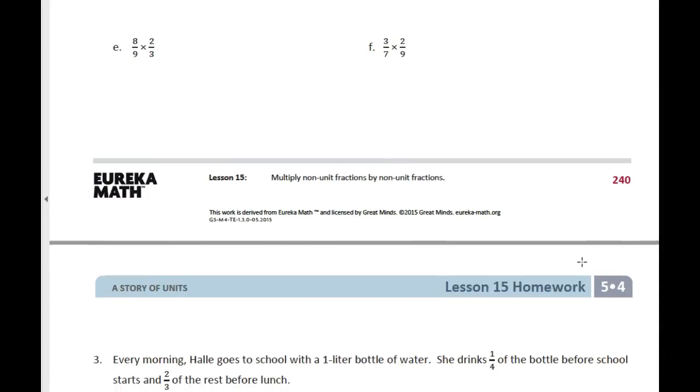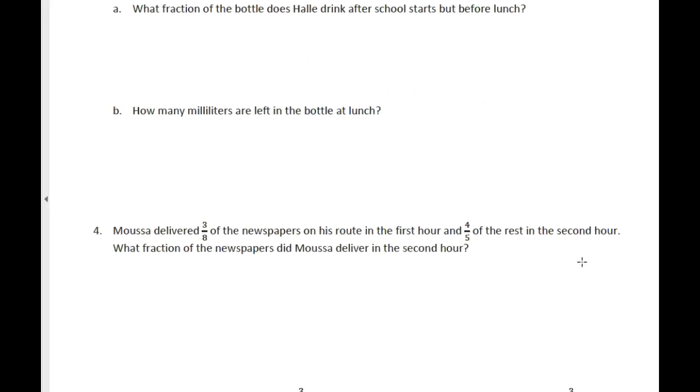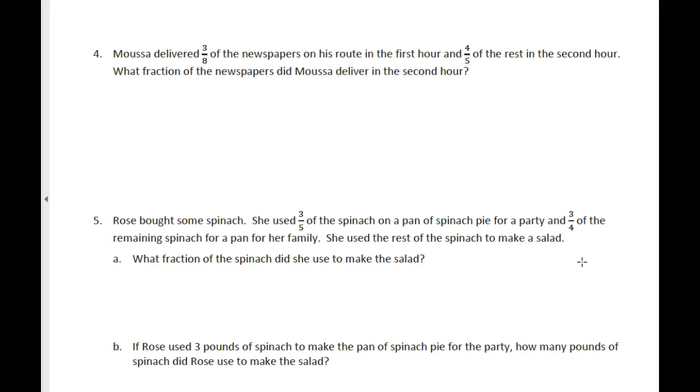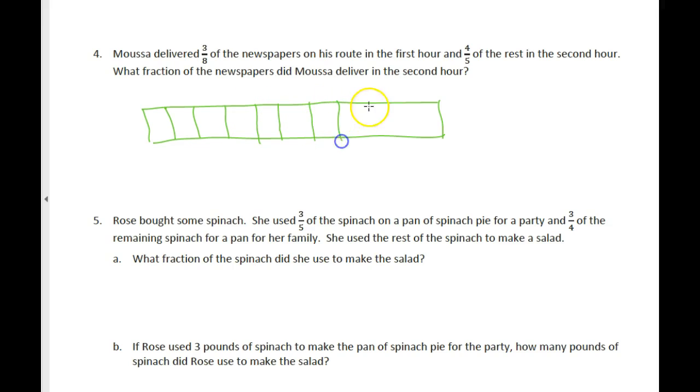Let's take a look now. I told you I was going to do a word problem that falls into all of this. Let's look at this one with the newspapers. So Musa delivered 3/8 of the newspapers on his route. So Musa has taken his route and he's figured it out in 8 pieces. So when he does his route, he thinks of it as 8s. So I'm going to make 7 lines. 1, 2, 3, 4, 5, 6, 7. Here's the 8th line, so I can get rid of all of this over here.